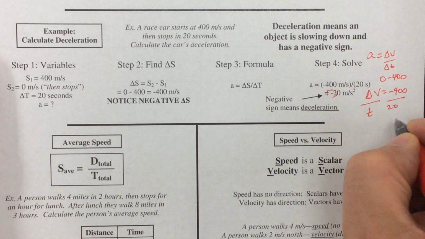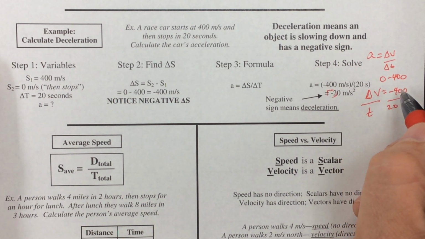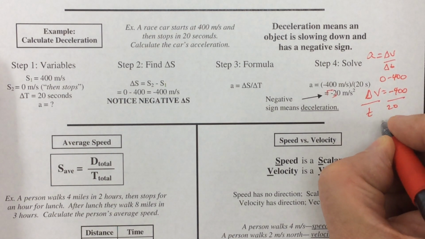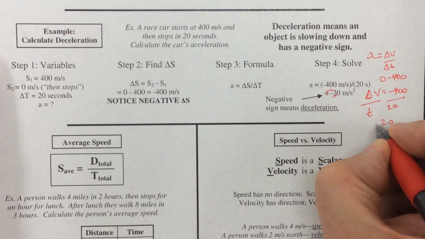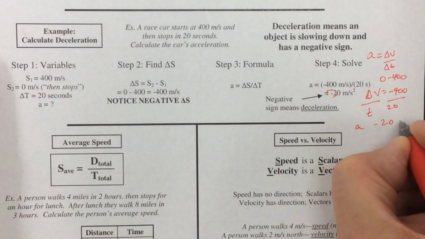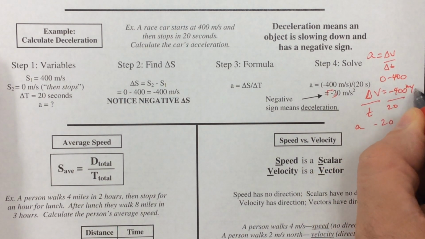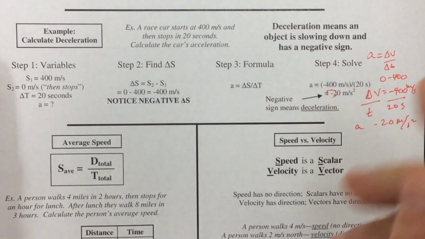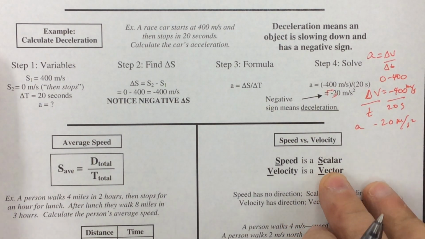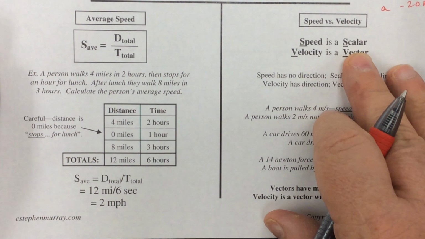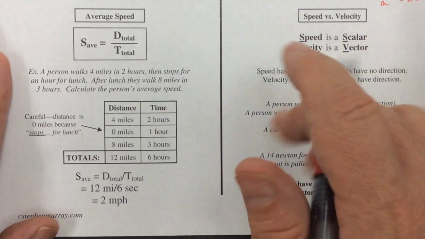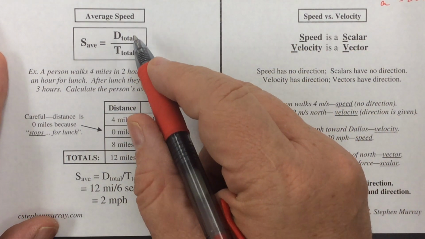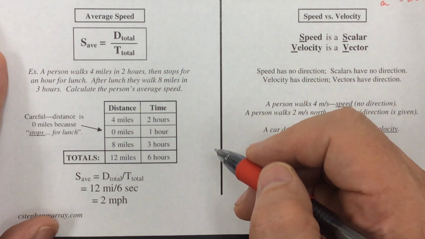So 420, so 2 into 4 is 2, and then that cancels, and so you're going to end up with 20, but your answer is negative. So its acceleration is 20, and this is meters per second, and this is seconds, so it's 20 meters per second squared. Okay. All right, so average speed is the entire distance that you travel in the entire time.